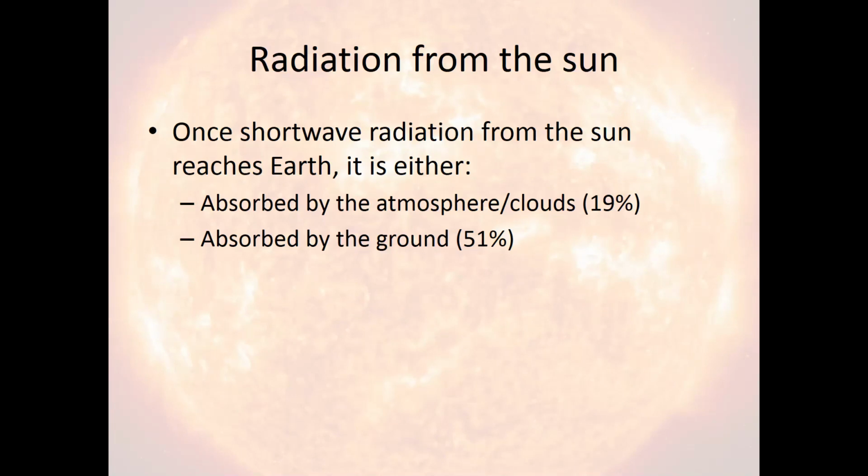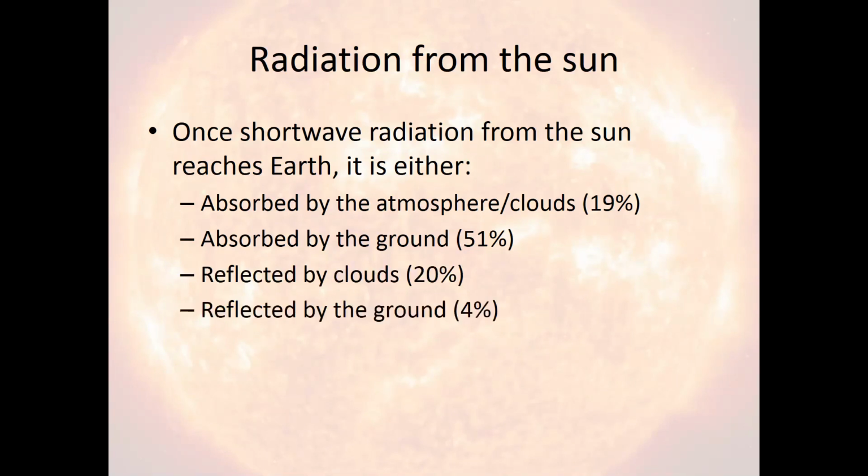The remaining 30% is reflected or scattered, and we're going to actually talk more about that 30% in detail in a few minutes, but for right now, 20% of that 30% is reflected by clouds, 4% is reflected by the ground and by the ocean. The ocean isn't nearly as reflective as you would think. And the remaining 6% is scattered.